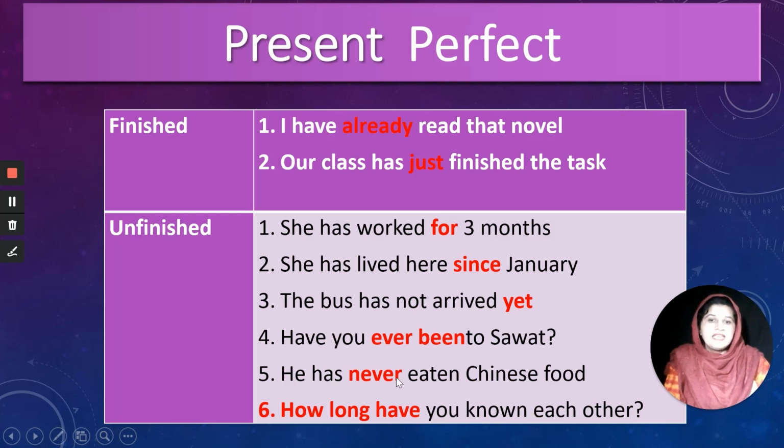Next, he has never eaten Chinese food, right? He has never eaten in the past and it is still true in the present. Number 6, how long have you known each other, right? How long have you known each other? We are talking about the past and we have included present with it as well, right?